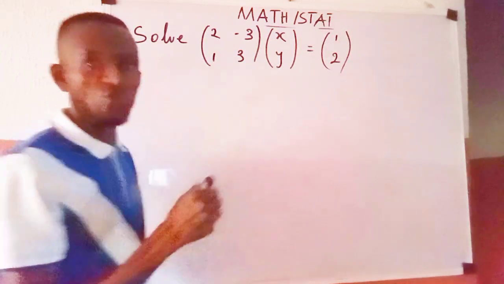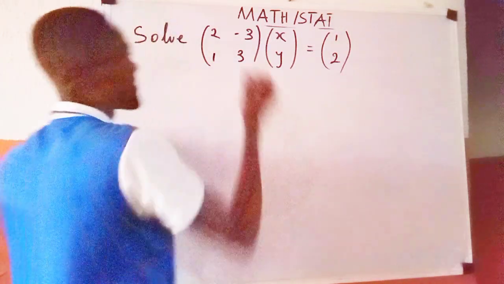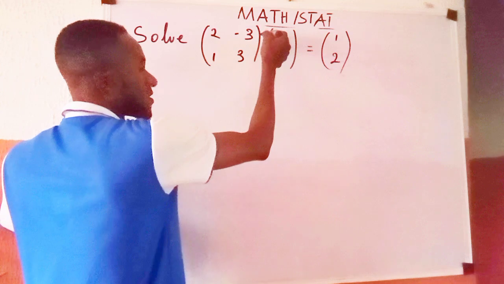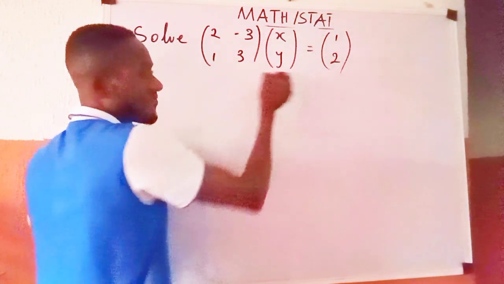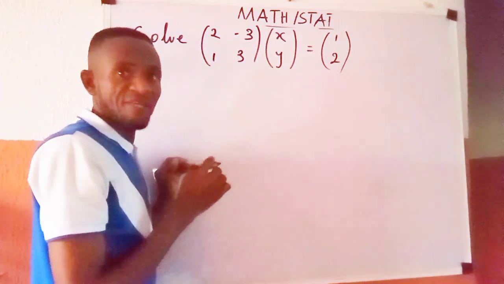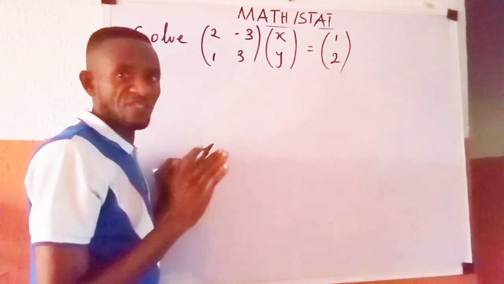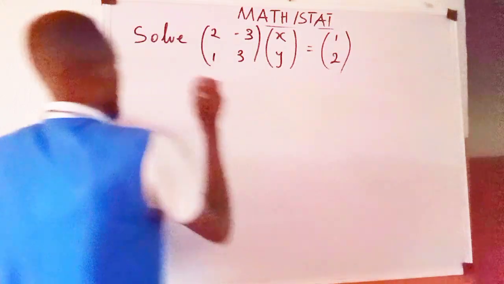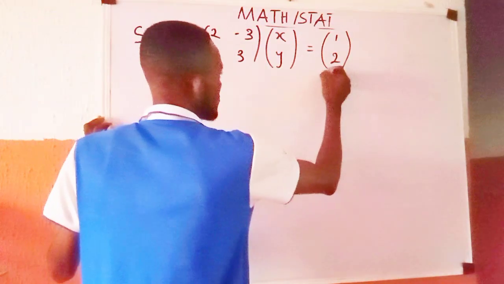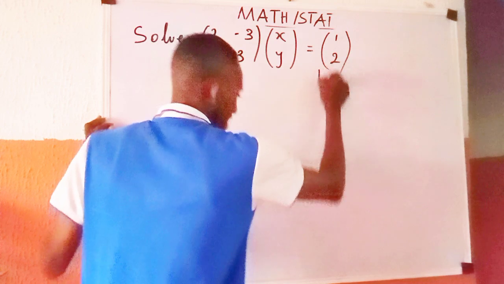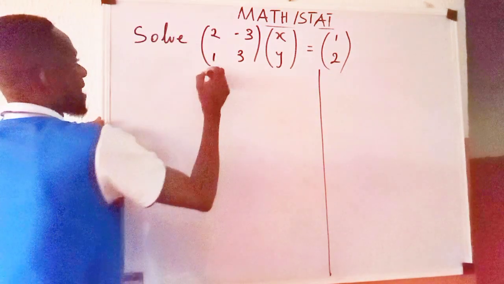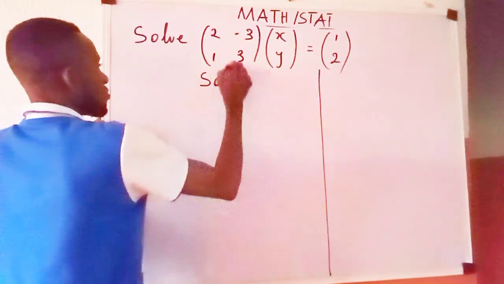So what I'm going to do is use the first row of the first matrix to multiply the first column of the second matrix. That is the order of multiplication. And for that reason, we go together. So permit me to divide the board this way, and then begin by writing solution.